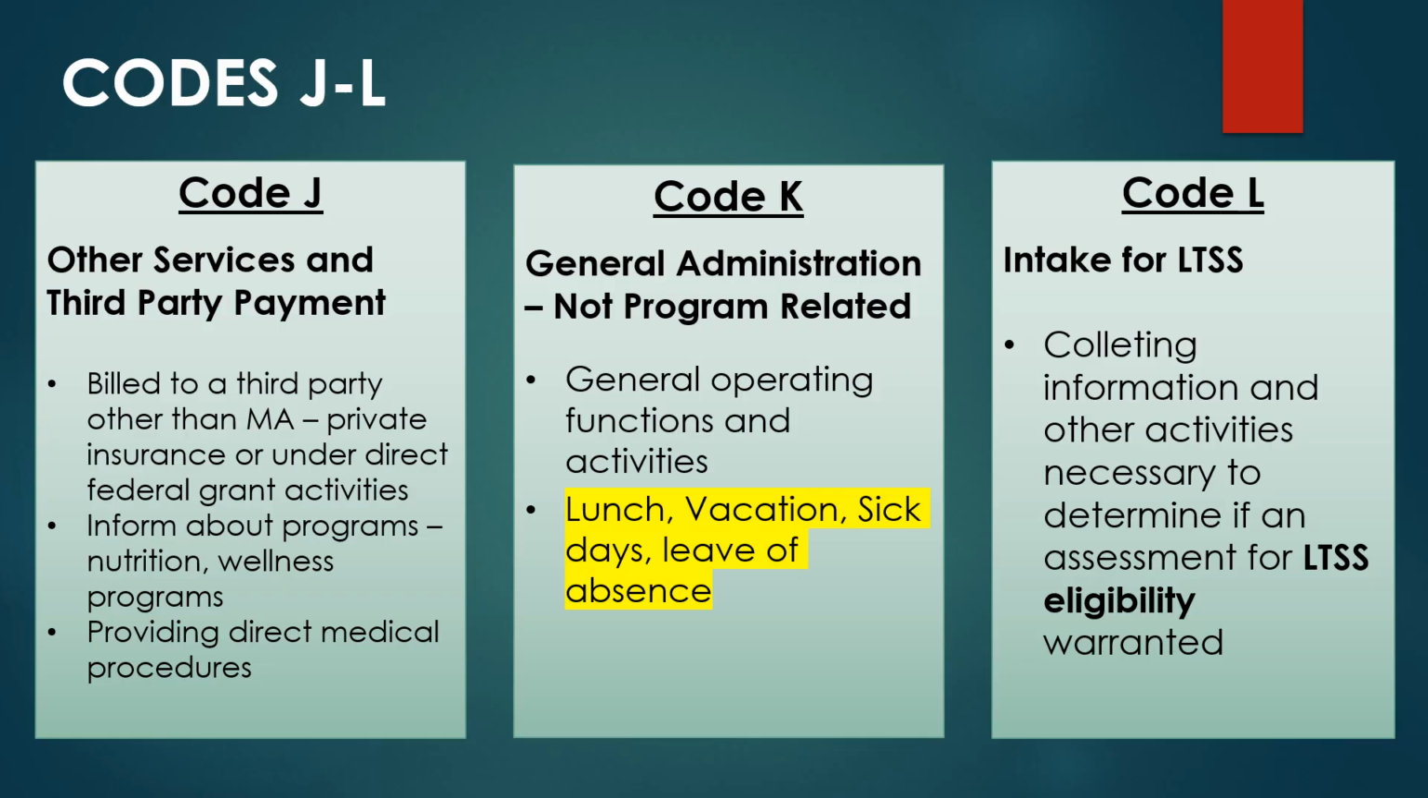Code L is used when collecting information and other activities necessary to determine if an assessment for long-term services and supports eligibility is warranted. Examples of such activities include if a person should be referred for an assessment for long-term services and supports, including HCBS waivers, semi-independent living services, family support grant, VA, DD, targeted case management, or relocation services.